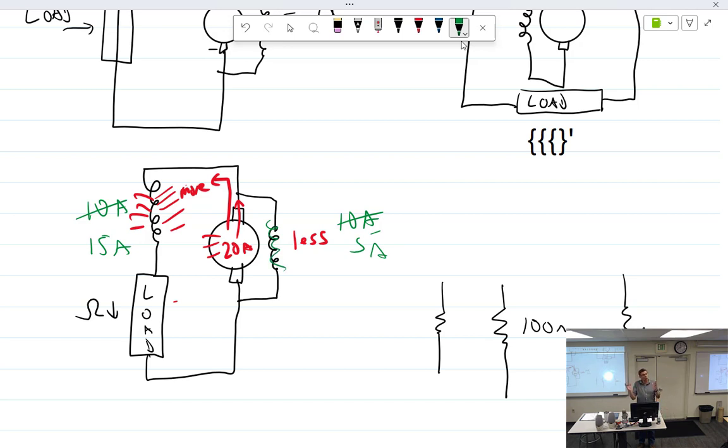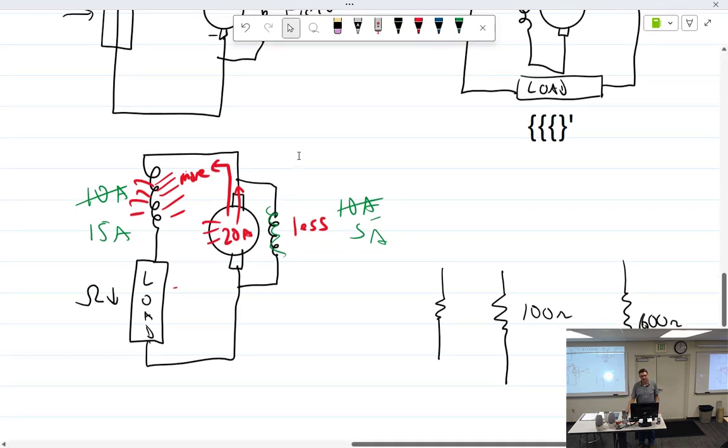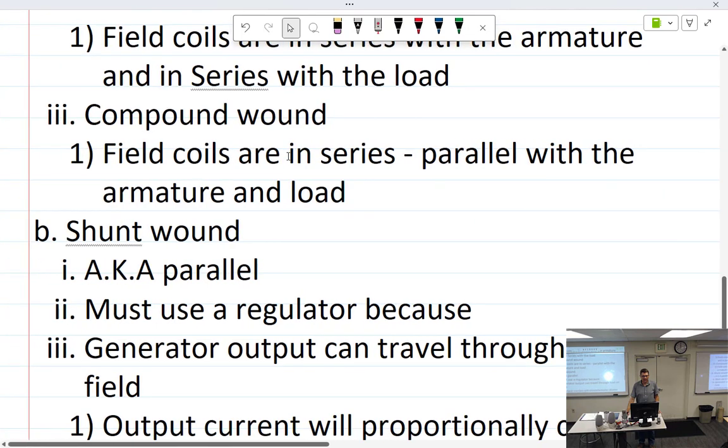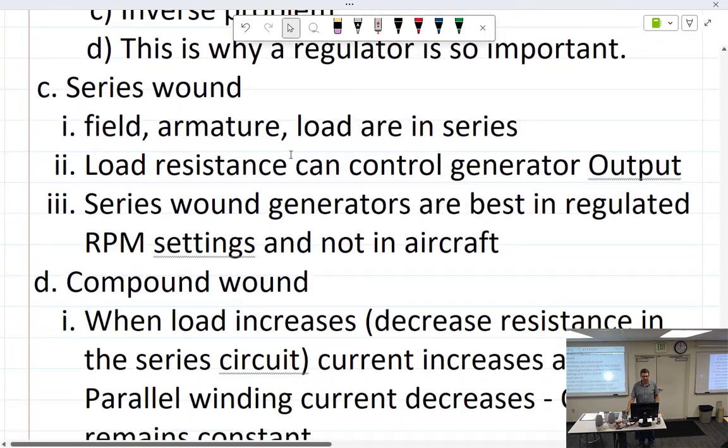So that's the field coil strength. So we still have a field coil strength of? 20 amps. 20 amps, all right, so that's the point there. But I think the biggest and best point that I would make is this next point.